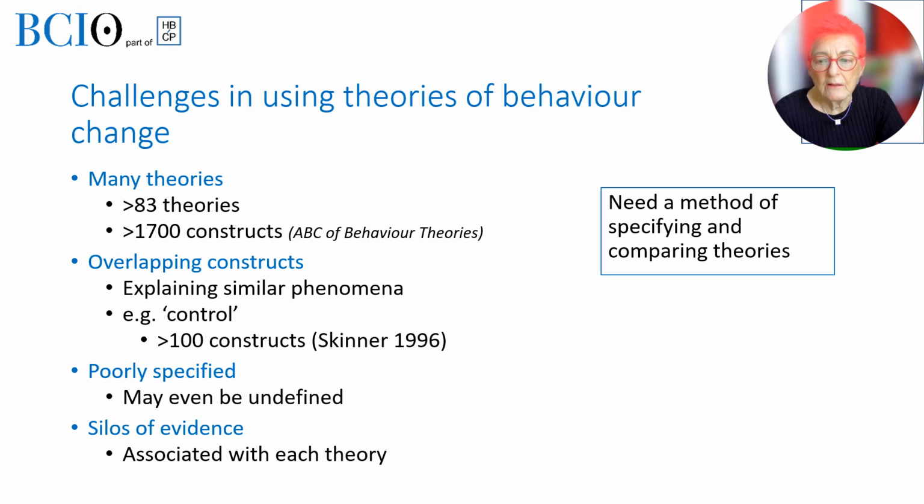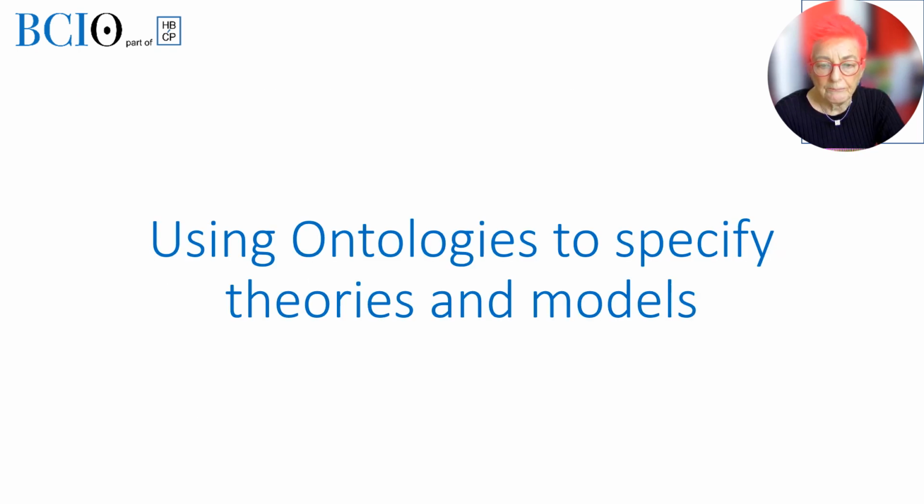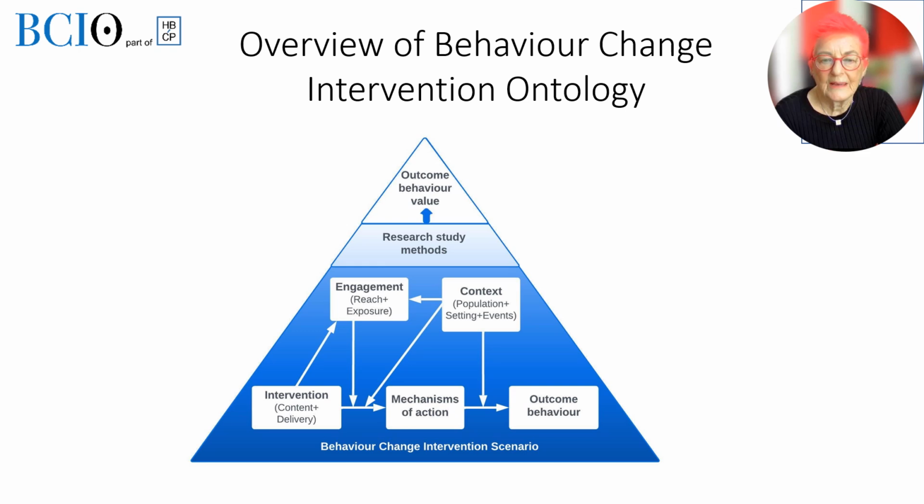In sum, we need a method of specifying and comparing theories. So if we go on to think about how ontologies can be used to specify theories and models, here is an overview of the Behaviour Change Intervention Ontology, which specifies the behaviour change intervention scenario. On the bottom line, you see that the intervention content delivery influences mechanisms of action, which in turn influence the outcome behaviour. And that process is influenced by engagement in the intervention and the context: the population, setting and events. And all of these things affect variations in outcomes of a behaviour change intervention.